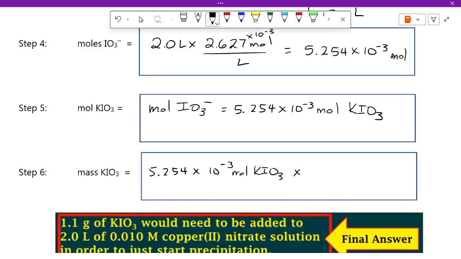times 39.1 plus 126.9, oh, it's 39.1. Oopsie. 39.1 plus 16.3 plus 126.9 equals 214. Did you guys get 214 for the molar mass? Yes? Hooray.